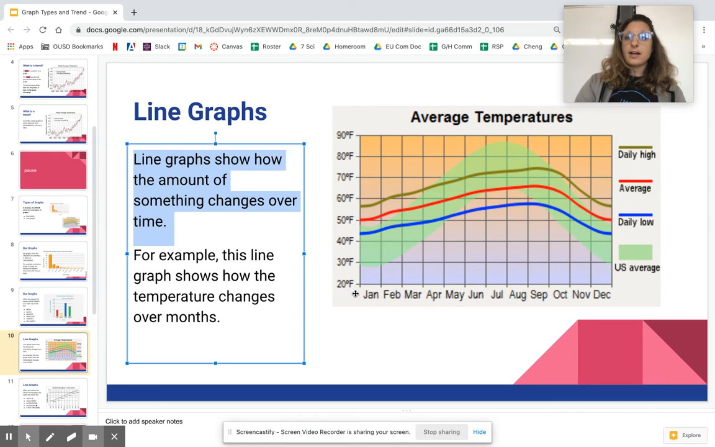So usually on a line graph, we'll see something like months, days, years, maybe even time of the day. We'll see that on the x-axis because that's time. And then over here, we'll see what is changing. For this graph, it's showing how the temperature changes over the months.